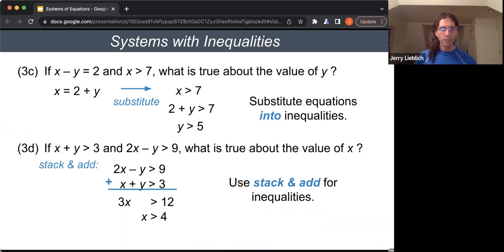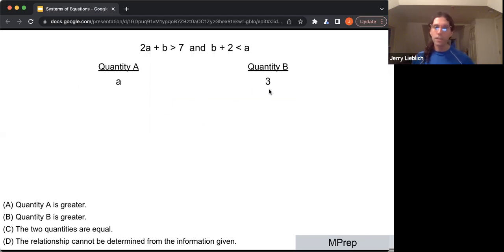Okay, let's try one last question here. This is a QC, quantitative comparison question. You may or may not be familiar with these. The answer choices here, we're trying to pick the bigger side. We pick C if they're equal, and D if it can't be determined. So send me your answer when you have it.